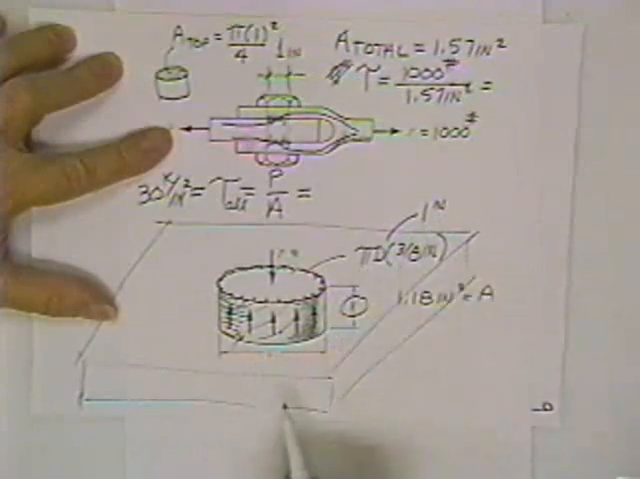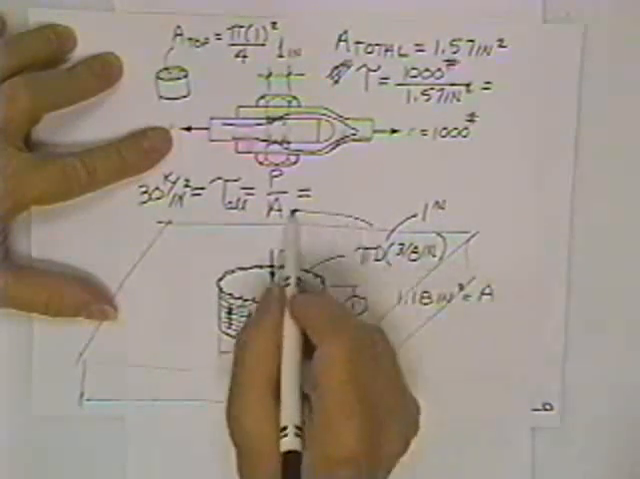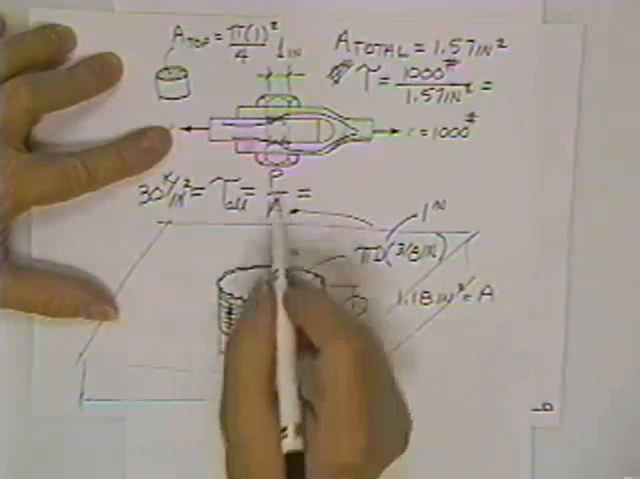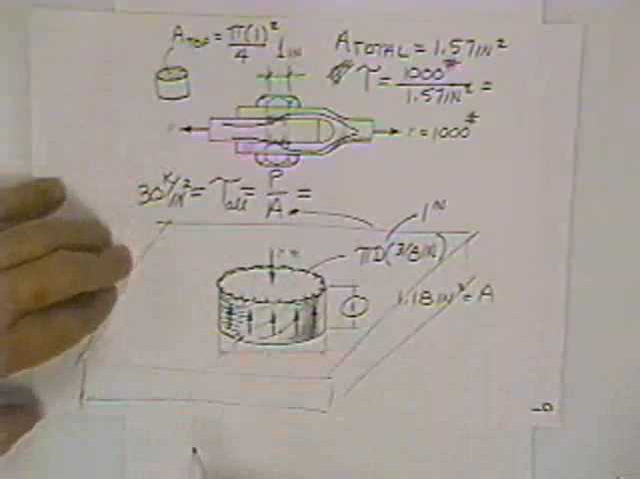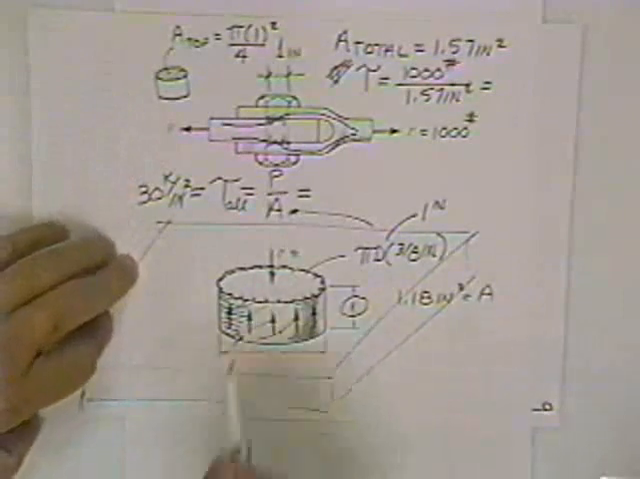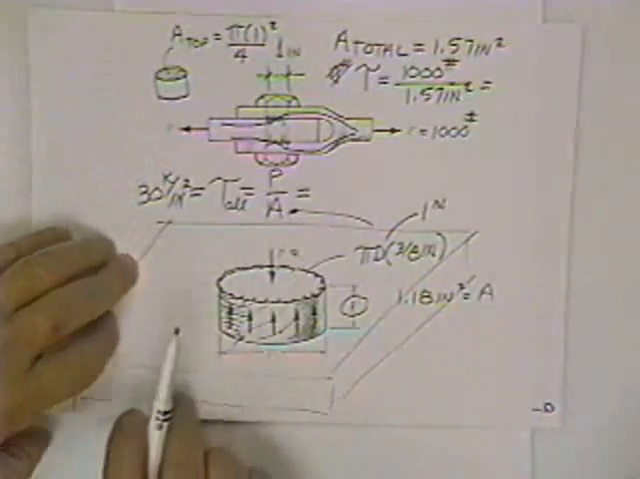Pi times 1 times 3/8. You stick that number right in here. Then you could solve for how hard it is to poke a hole in a piece of structural steel so that you could bolt it on the job.